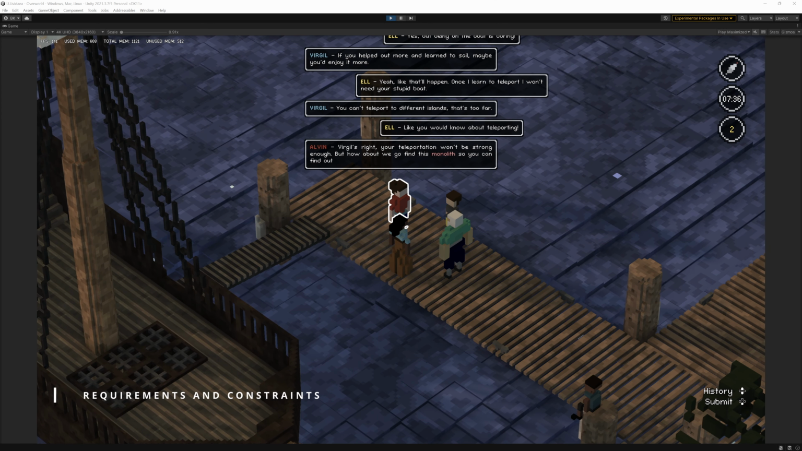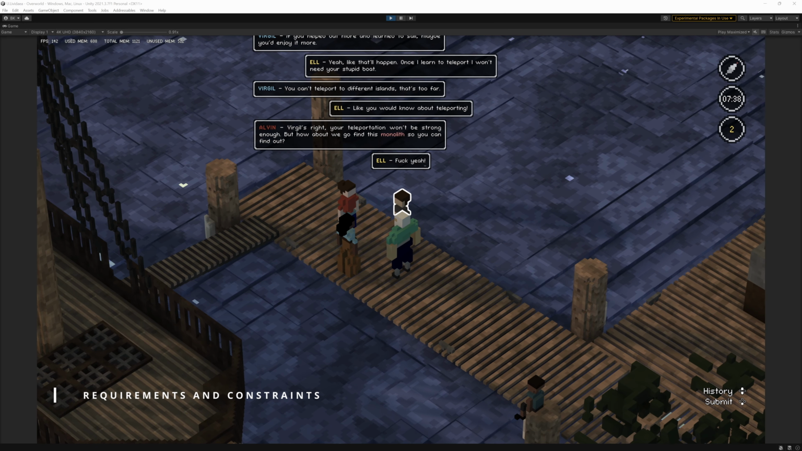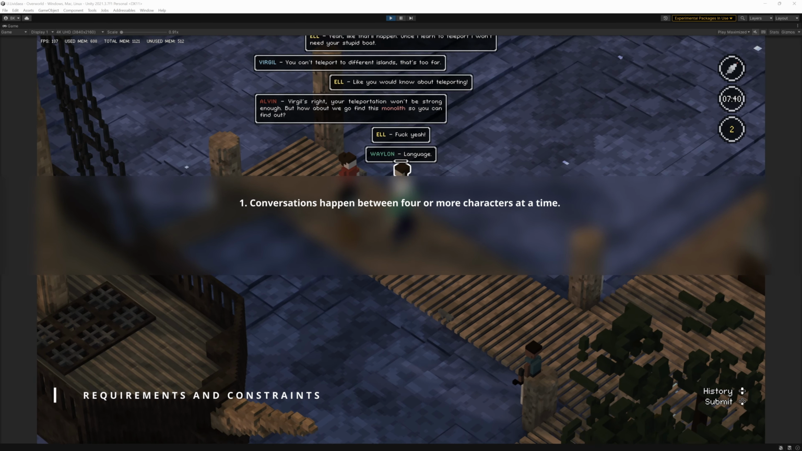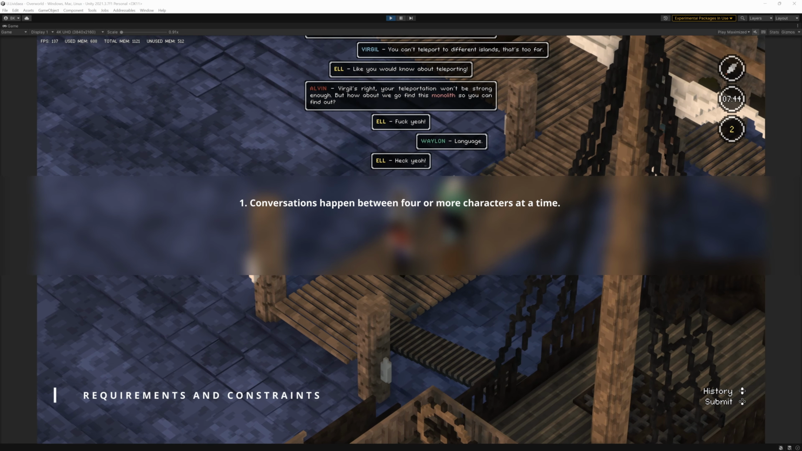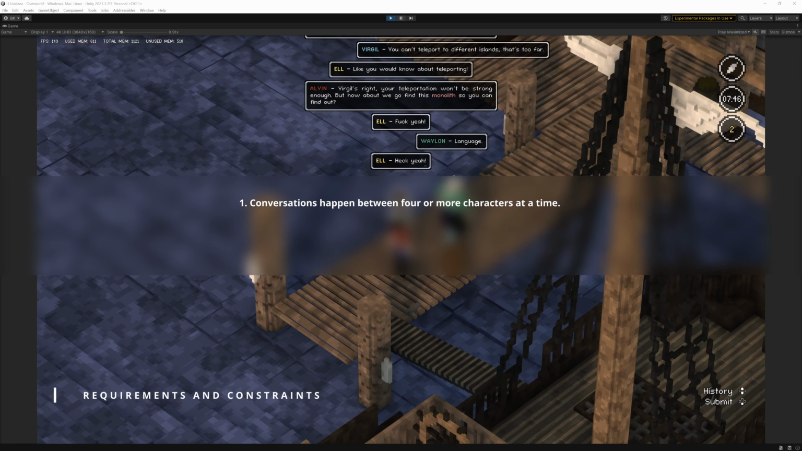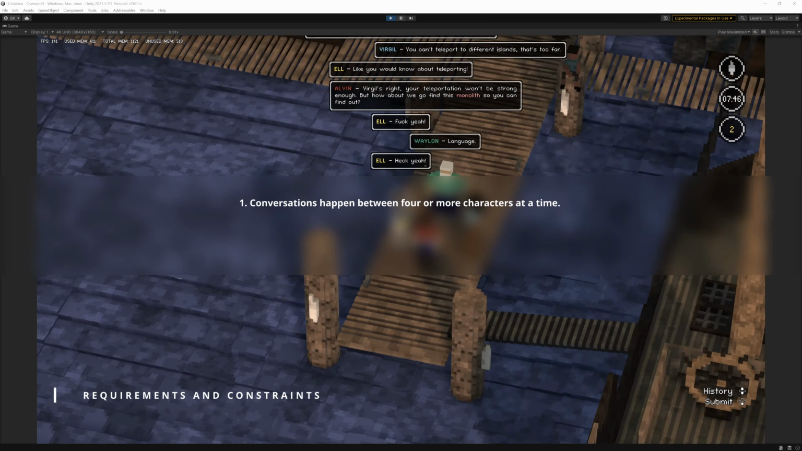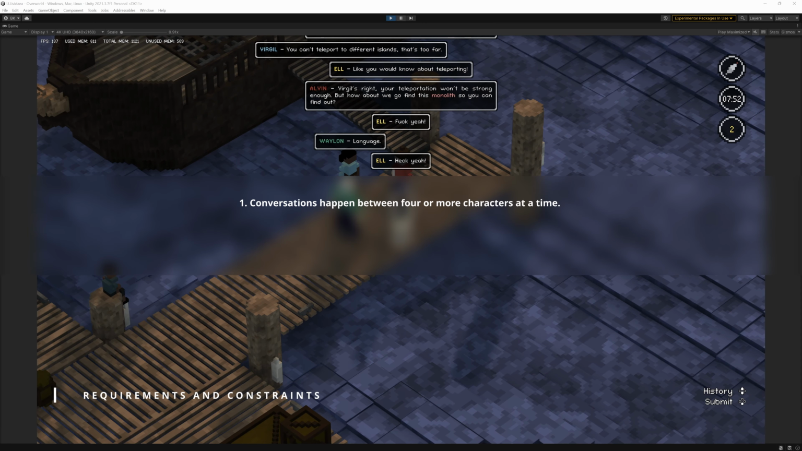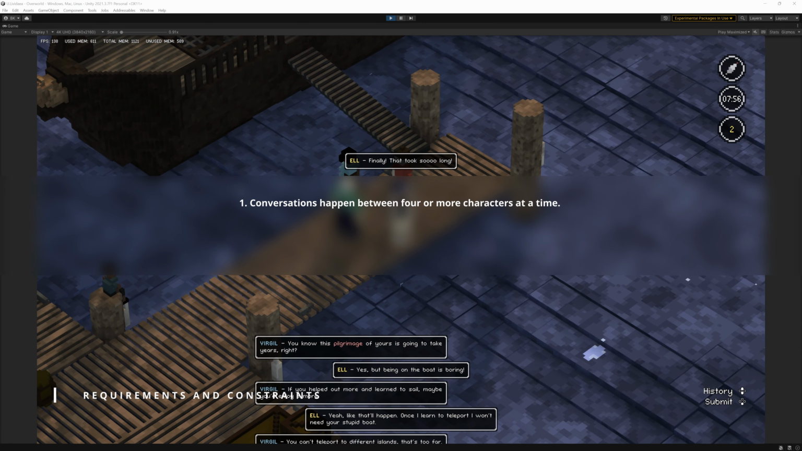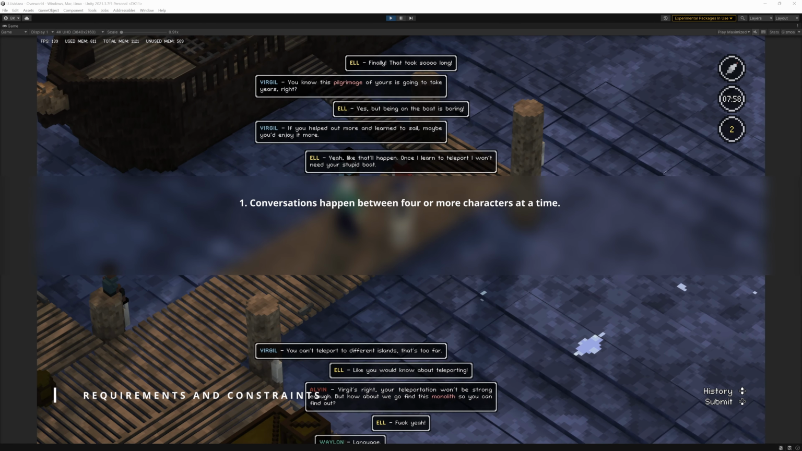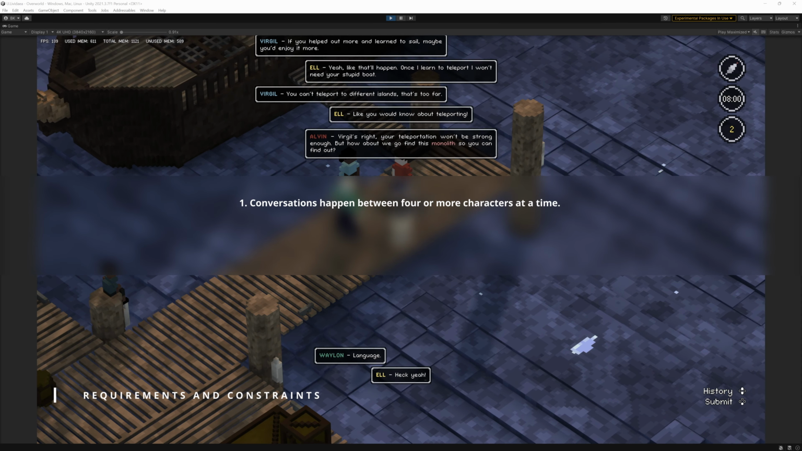My dialogue system has a few requirements guided by the game design. 1. Conversations happen between 4 or more characters at a time. Being a game about 4 central team members means they all should have a part of most conversations, sharing thoughts and ideas with each other, chiming in at various points in the conversation, or guiding the conversation if they want to change the topic or delve deeper into it.